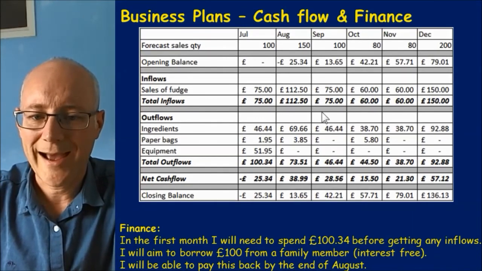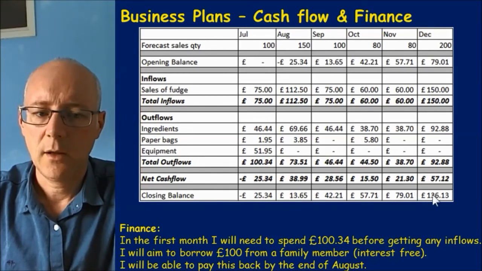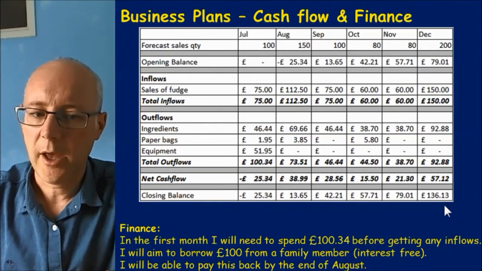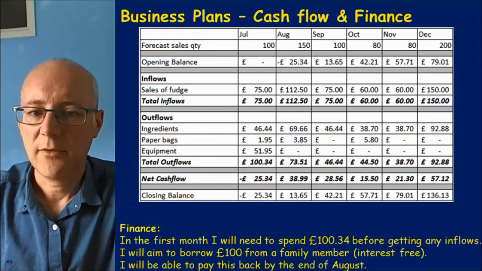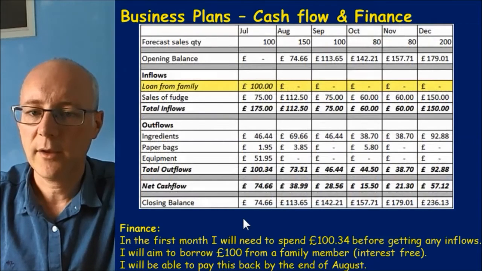Now, you might wonder how I'm going to end up paying that back by the end of August, because look, I've only got a closing balance of £13.65 at the end of August, and you might say, well, I can only pay it back by December when I've got £136.13 in the bank. But that's forgetting the fact that this cash flow forecast doesn't take account of that £100 that I'm borrowing. So I'm going to change my cash flow forecast slightly now so that it does.